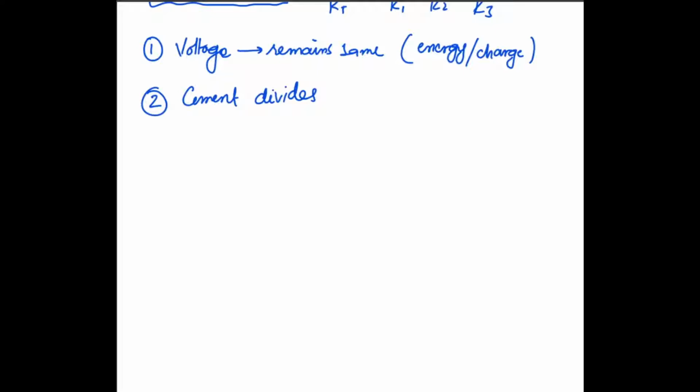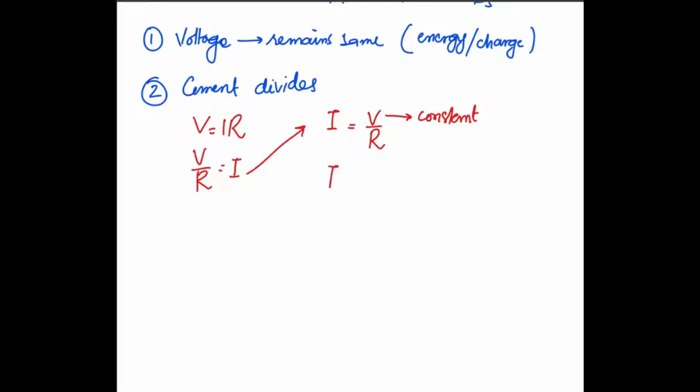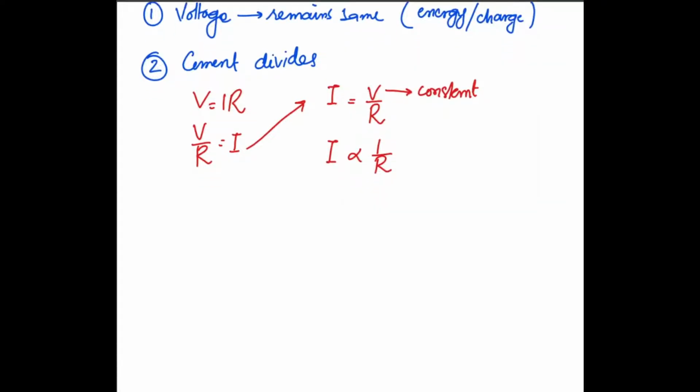So since Ohm's law is V equals IR, and we are saying that the voltage is constant from point number 1, let's bring resistance to the other side, so we are left with V divided by R equals I. Rearranging to make I the subject of the formula, we get I equals V divided by R. Now since V is constant, I can ignore it for the sake of proportionality, and I can write that I is proportional to 1 over R. It is inversely proportional to resistance. What does this mean? It means that for whichever branch the resistance is higher, the current through that branch will be lower, and vice versa.